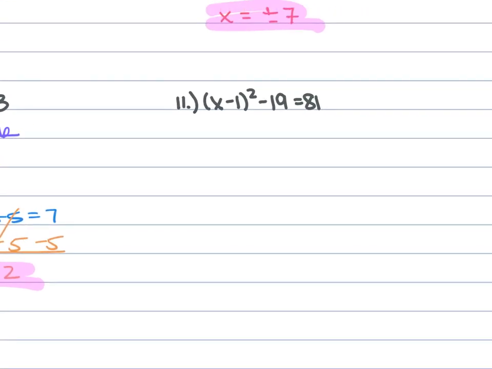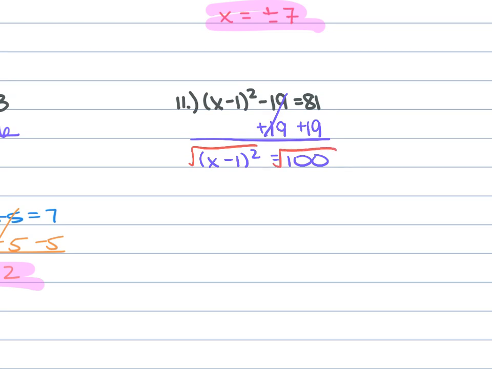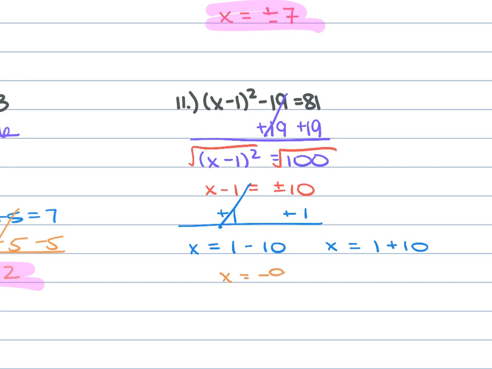For 11, we have (x minus 1) squared minus 19 is equal to 81. So we're going to add the 19 to both sides. We get (x minus 1) squared is equal to 100. So we're going to take the square root of both sides and get x minus 1 is equal to plus or minus 10. So we're going to add 1 to both sides. It's going to give us x is equal to 1 minus 10, and x is equal to 1 plus 10. So x is equal to negative 9, and x is equal to 11.